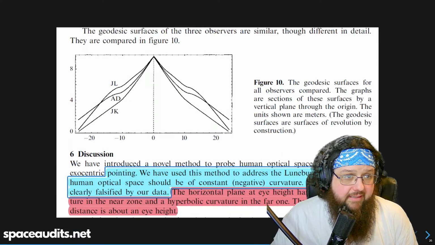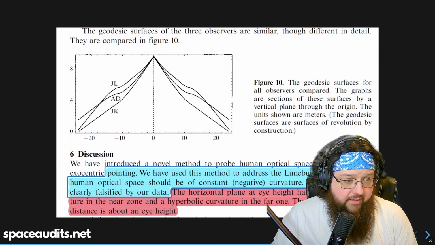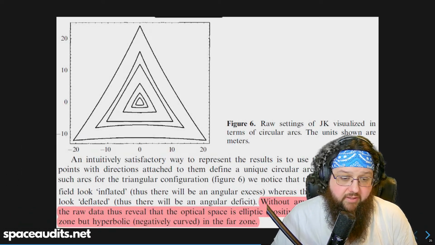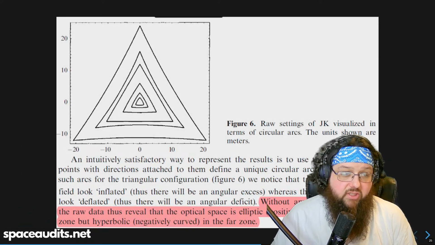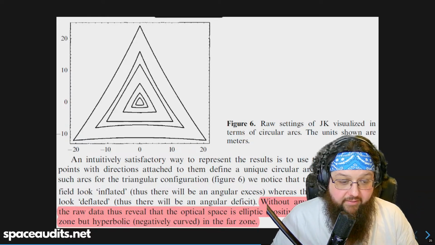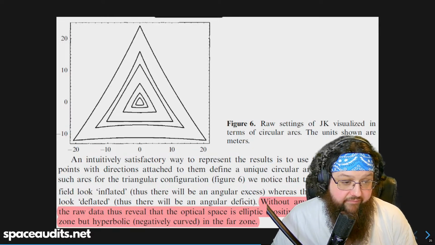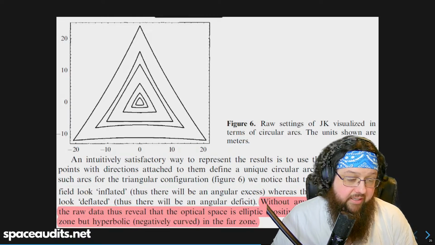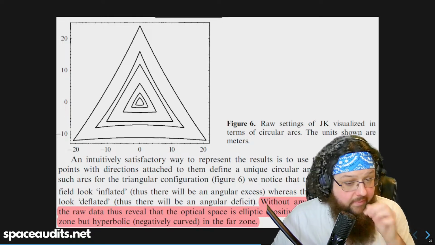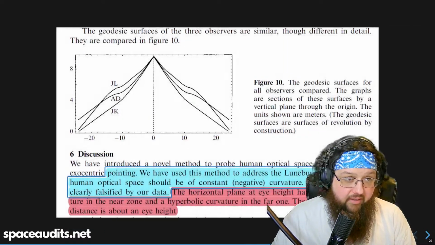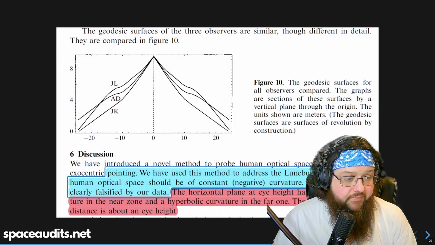Let's see. So we were pointing out the illusion when they applied it to visual space. Oh yeah, sorry. Without any more calculation, this is just from the raw data. This isn't even using the theorem to get the radius or anything. Without any more calculations, the raw data reveal that the optical space is elliptic, positively curved, in the near zone. It is hyperbolic, negatively curved, in the far zone. Just from looking at the raw data, it's pretty obvious.